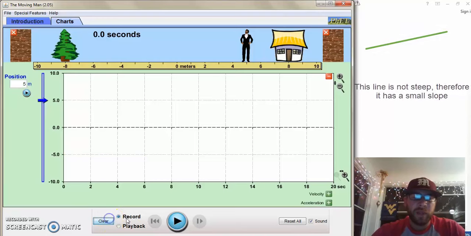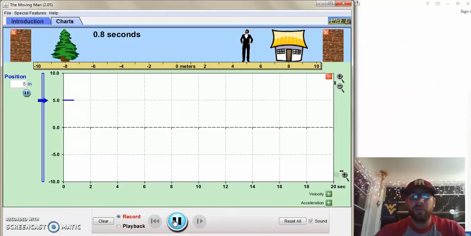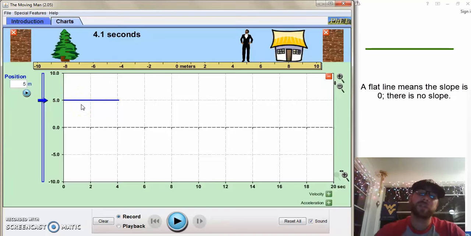If we were to look at the position versus time graph that moving man is creating, you notice that the line is completely flat, meaning the line is not steep at all. If the line is not steep at all, that means the slope is going to be very, very small. As a matter of fact, if this line is not inclining at all, if it doesn't have any steepness, that means there is no slope. The slope for moving man is going to be 0.